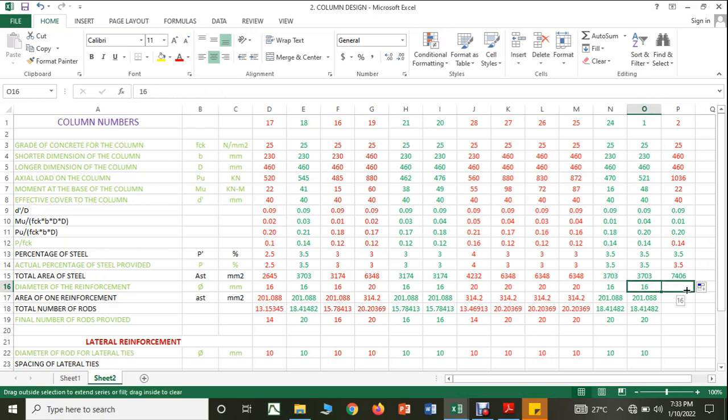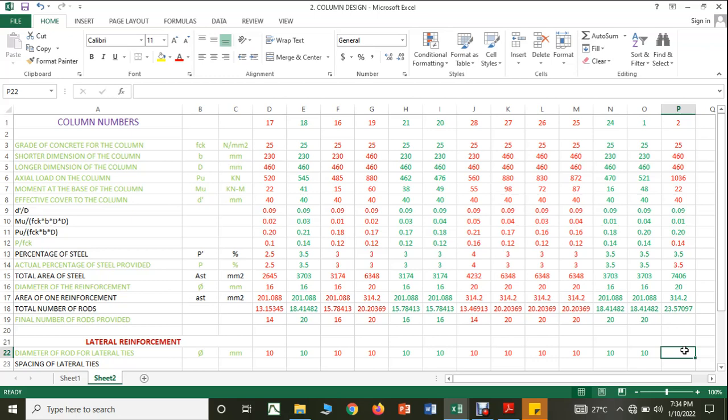So this will be the total area of steel. Let us make it 20 mm dia bars. One second, 0.14 means 3.5%. If I make it 20 mm, the area of one bar is 314.